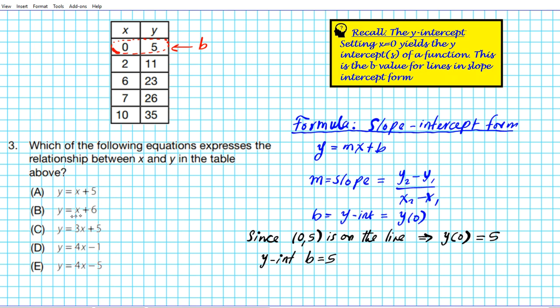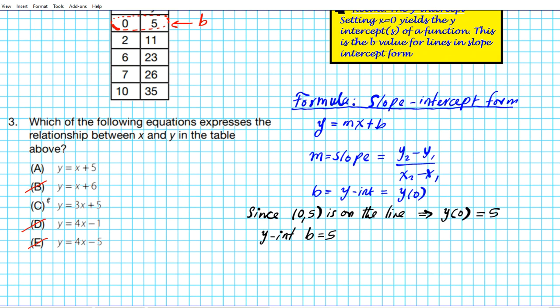Any equation that does not have a b value of 5 can be eliminated. B has a b value of 6, that's no good. A is good, C is good, D is no good since it has a b value of -1, and E is no good since it has a b value of -5. Okay? Alright, so we've narrowed it down to two options.